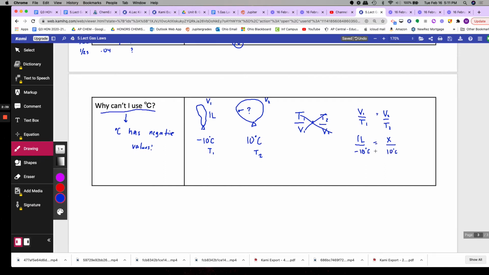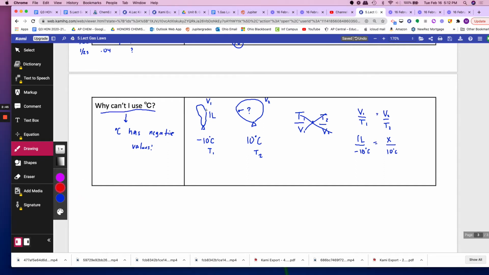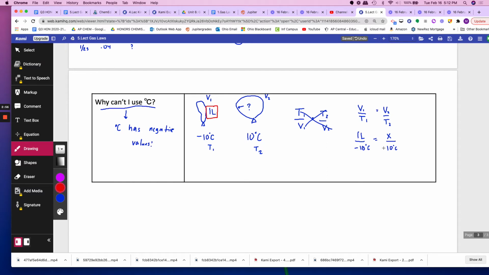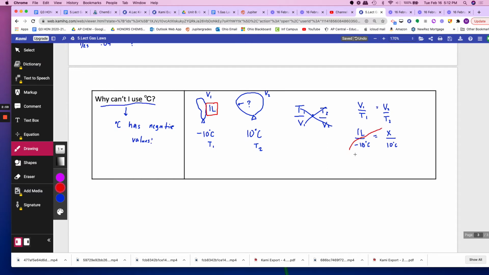Okay, so now I'm about to solve for X. First, let's predict what the answer would be. If it was 1 liter in the cold room, what do you think it's going to be in the hotter room? Is it going to be bigger or smaller? It's going to be bigger, right? So it's going to be bigger than 1. So let's see if we get a number bigger than 1 liter. Okay, so cross multiply this. I'm going to get negative 10x equals 10. Divide by negative 10 on both sides.